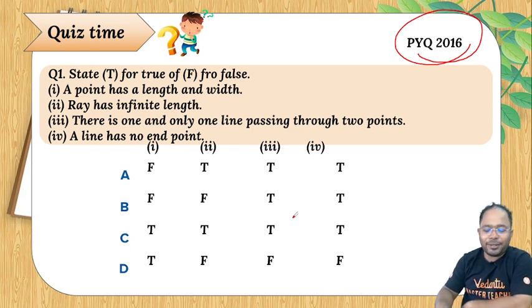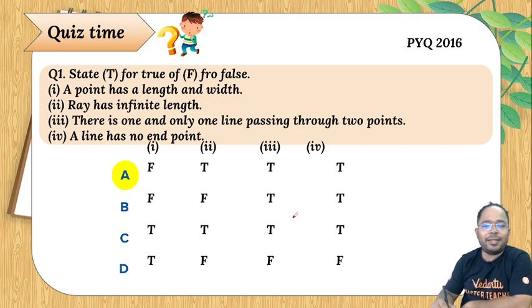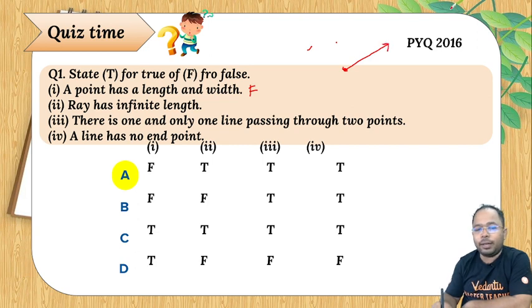All right, so let's look into the answer. Option A is correct. It says a point has a length and width. No, when we talk about a point, it doesn't have any length or width. That's false. Ray has infinite length. Yes, on one end it has an endpoint, and on the other side it extends to infinity, right?